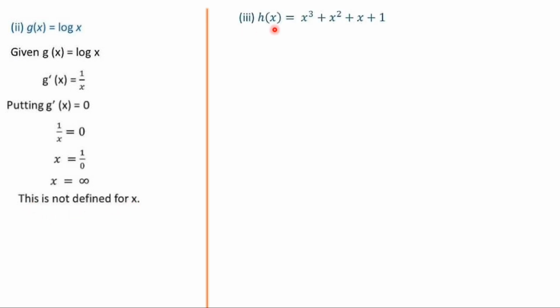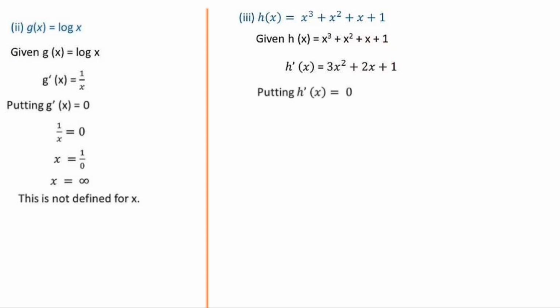And in the third one, h of x is equal to x cube plus x square plus x plus 1. Here also you can take h of x and go for differentiation, finding the derivative with respect to x. h dash x is equal to derivative of x cube is 3x square, derivative of x square is 2x, derivative of x is 1. Then h dash x is equal to 0 we can equate, that is 3x square plus 2x plus 1 is equal to 0.